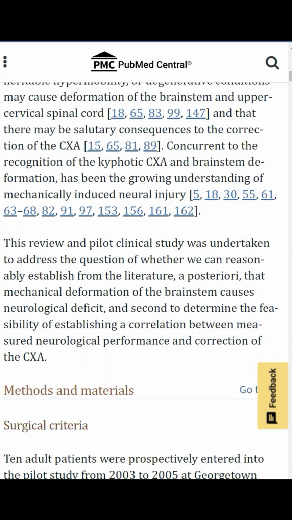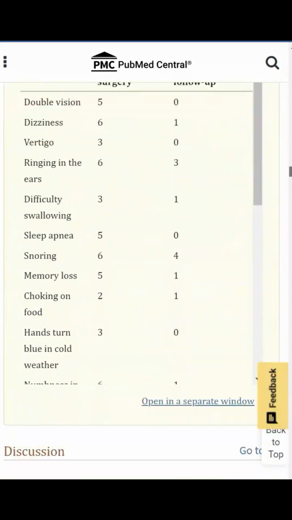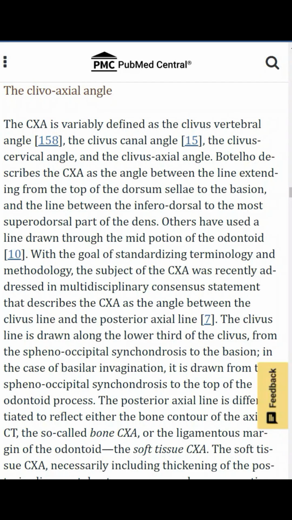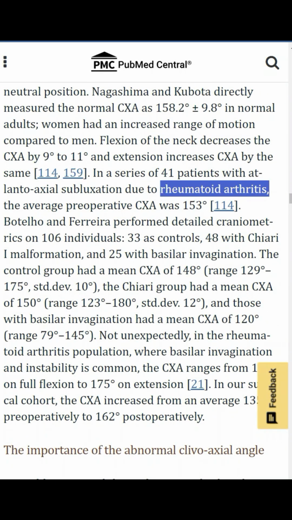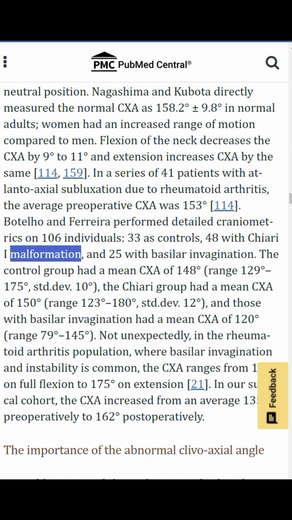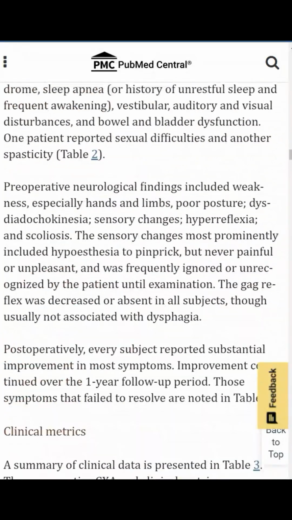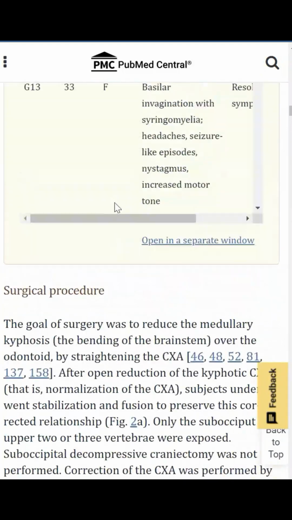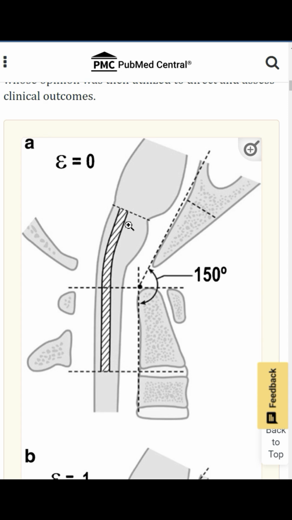However, this is a lot more detailed and starts to, as the article will touch on, if you scroll down, you'll see that they're discussing more of rheumatoid arthritis. They're talking about basilar invagination, which you will actually see by that, Chiari malformation. So a lot of the people in this study likely had a lot more going on than simply just a low axial angle. However, it's one of the pieces of the puzzle, but not the full picture.